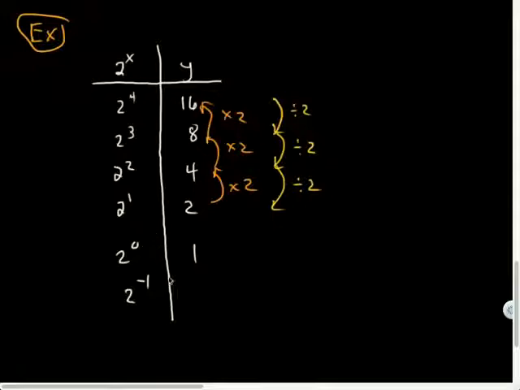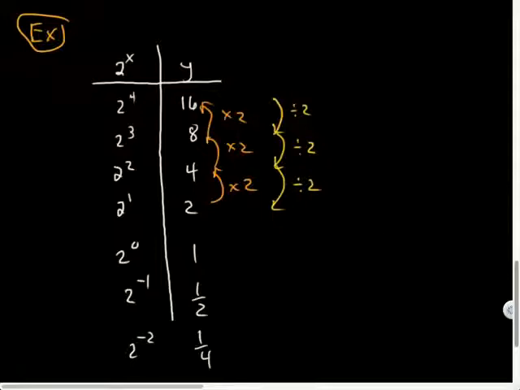Negative 1 over negative 2? No. In fact, it's going to be positive 4. No. 1/2. 1/2. What? Right? According to this, I just divide the previous step by 2. What's 1 divided by 2? 1/2. What's 2 to the negative 2?